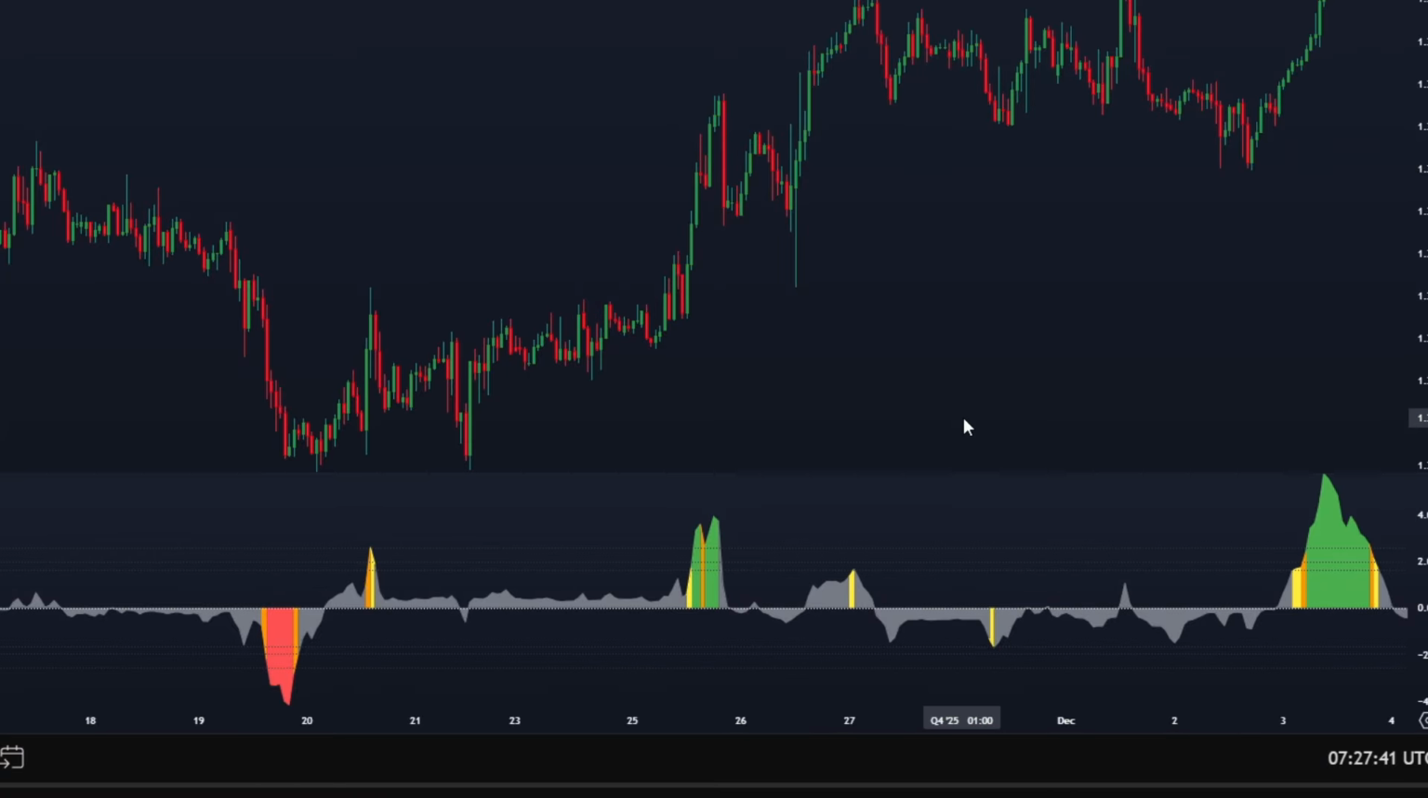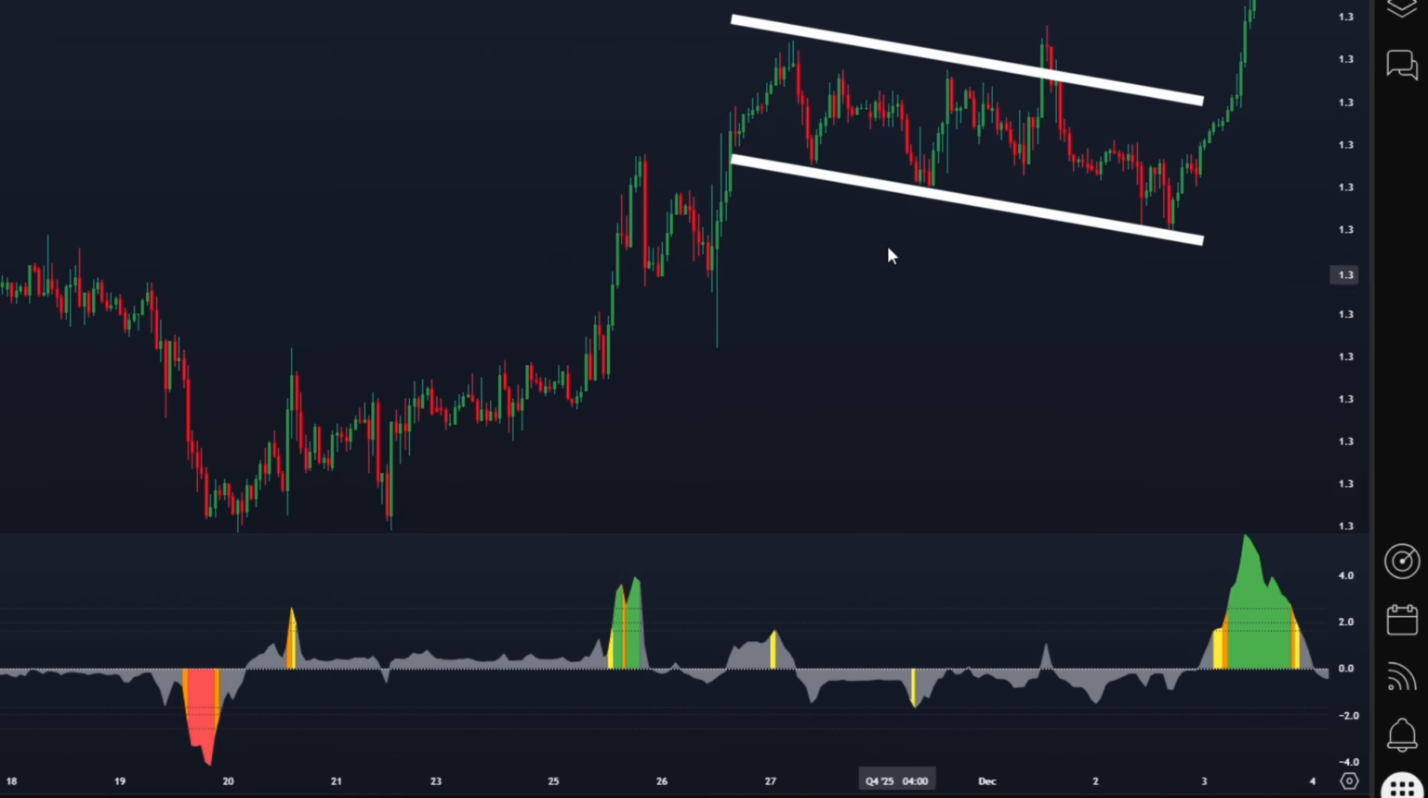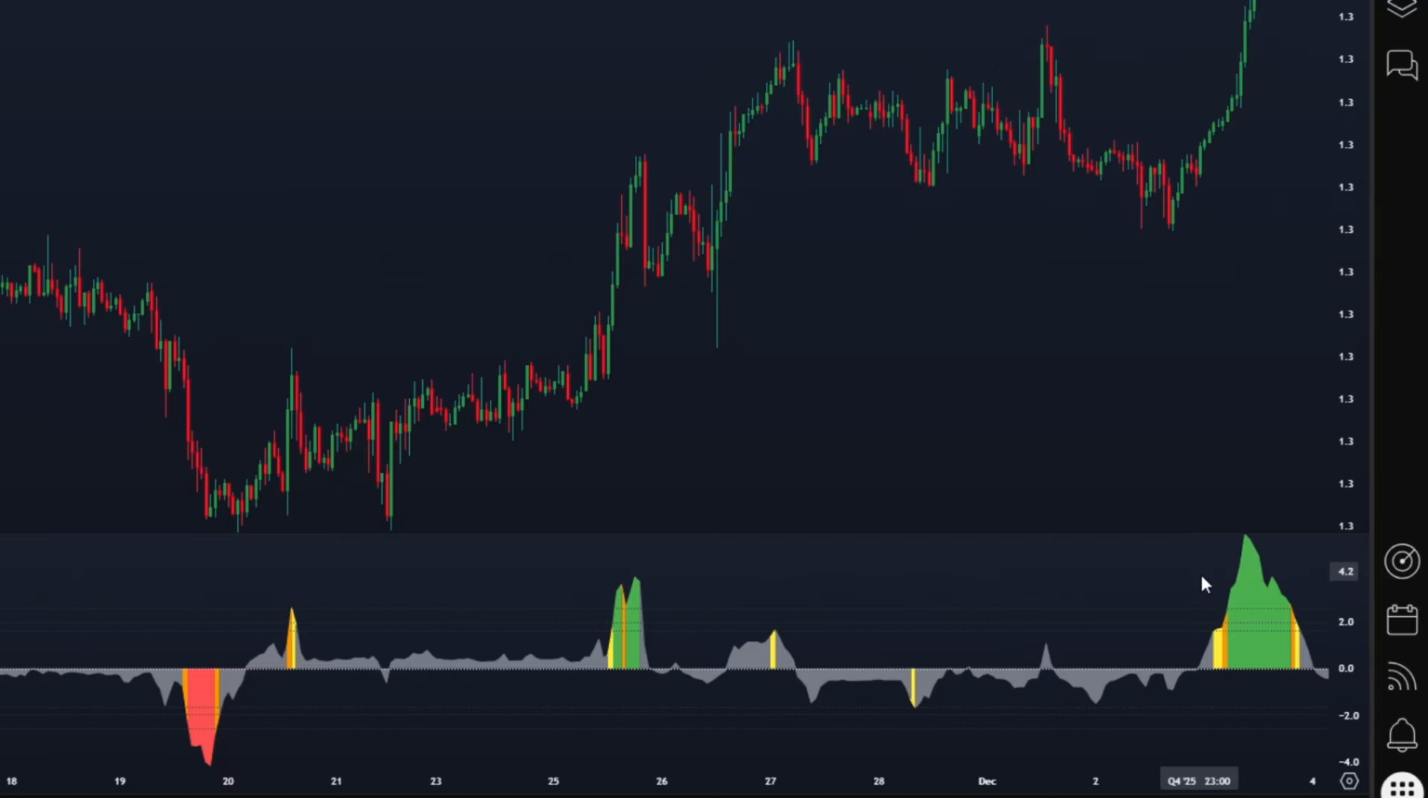The colors display different probability levels. Gray means volatility is low and the market is likely flat. Yellow and orange show moderate probability levels. Green, above 0, and red, below 0, show the highest probability levels for trending movement.